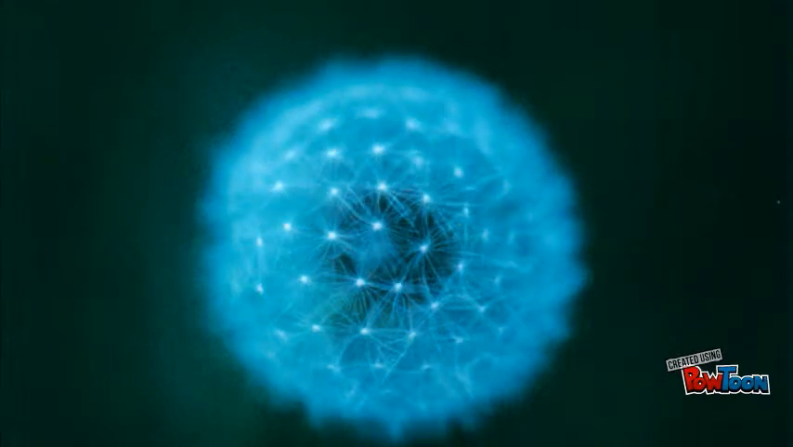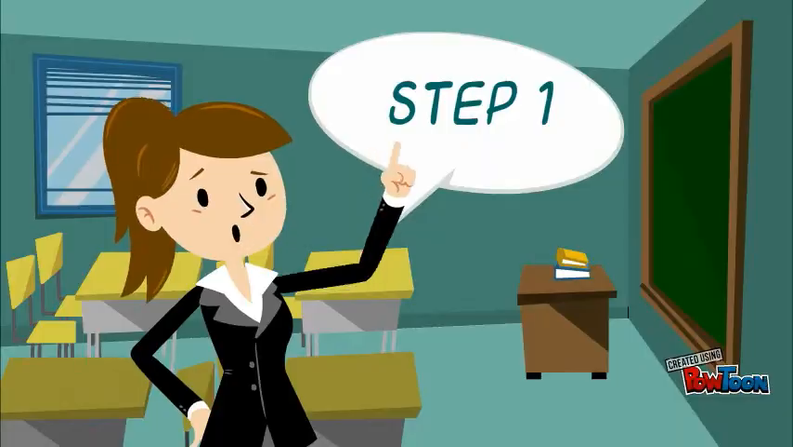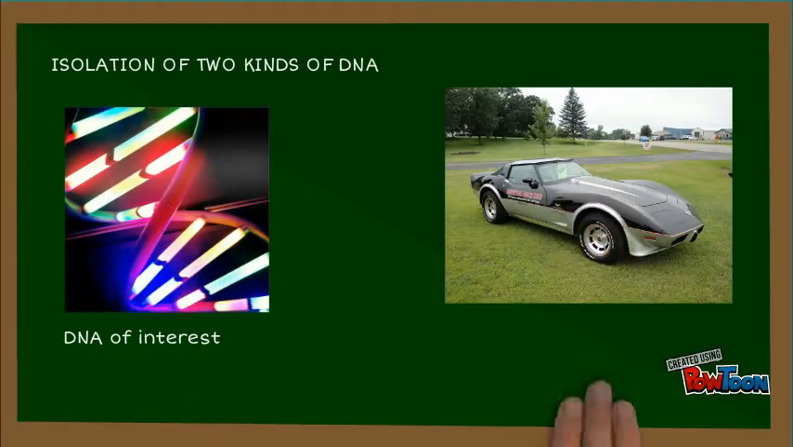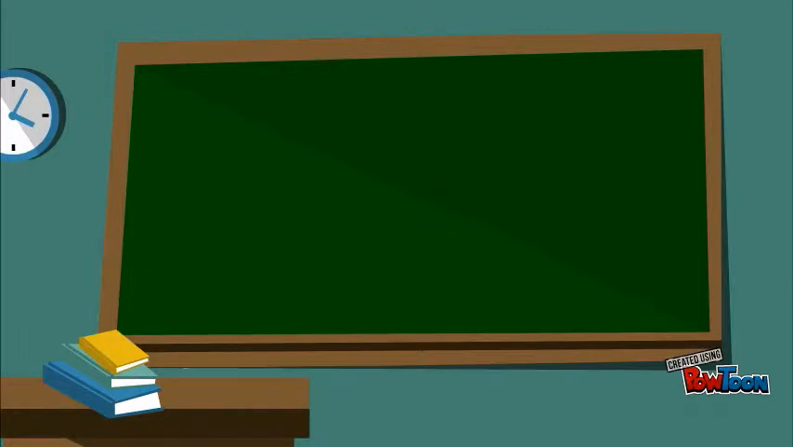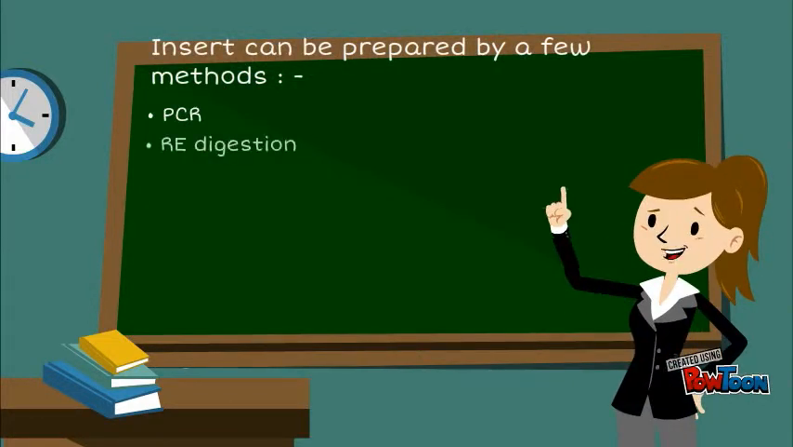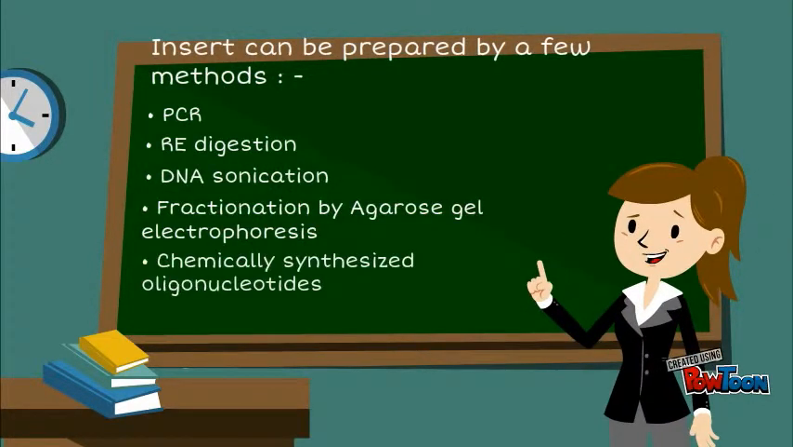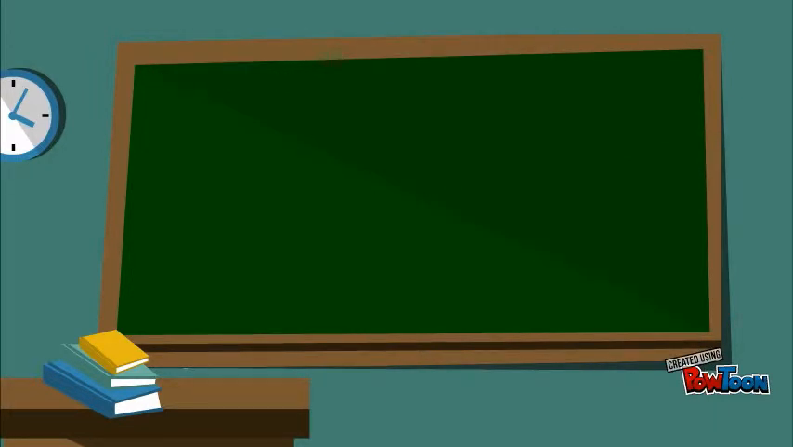First, the scientists interested in cloning will isolate two kinds of DNA. One is the gene that has the DNA that will be cloned, that is your DNA of interest, which can be called the insert, and the other is a bacterial plasmid that will act as the vector of the DNA cloning. Insert can be prepared by a few methods which are PCR, restriction enzyme digestion, DNA sonication, fractionation by agarose gel electrophoresis, and chemically synthesized oligonucleotide.